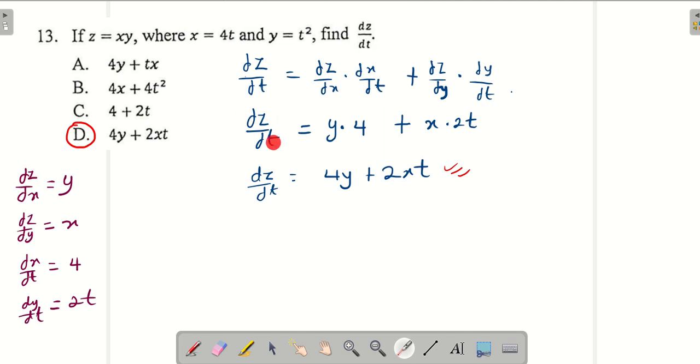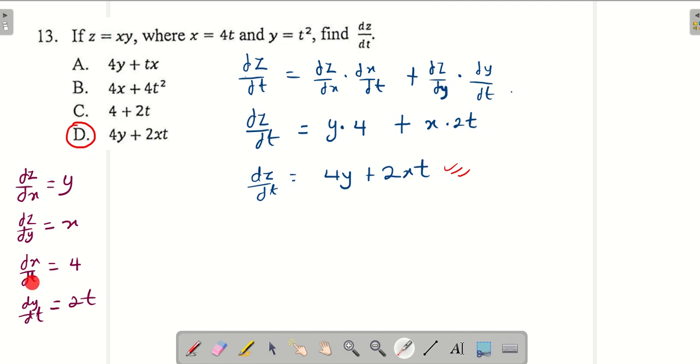So dz/dt will be equal to, when you differentiate dz/dx, you get y. We are partially differentiating z with respect to x, so y is a constant. You differentiate x, you get 1. 1 times y is y. Then when you come to dz/dy, we are differentiating with respect to y, so we also treat x as a constant. When you differentiate y, you get 1. 1 times x is x.